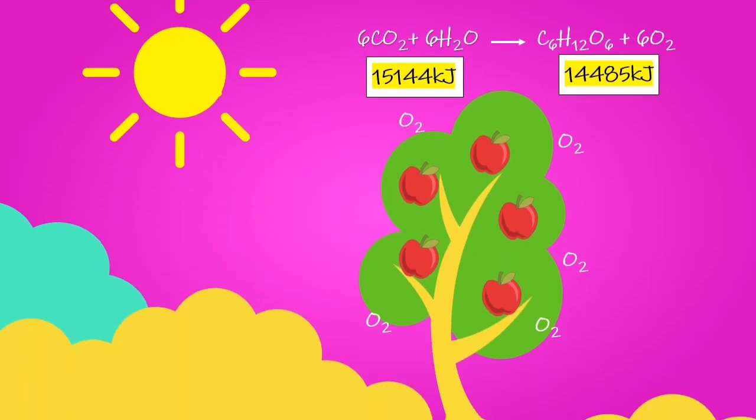Plants take in water and carbon dioxide to produce sugar and oxygen gas. On the reactant side, breaking the bonds requires about 15,144 kJ. On the product side, forming the bonds releases about 14,485 kJ. Since breaking the reactant bonds requires more energy than is released when forming the product bonds, the reaction has a net energy deficit. This means it needs additional energy to proceed, which comes from sunlight.